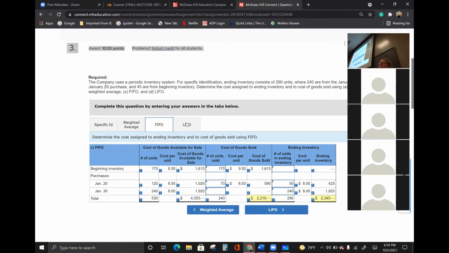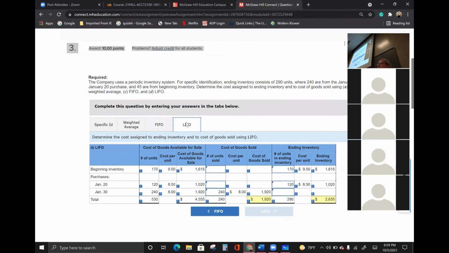All right, now let's do it in reverse. Doing last in, first out. So the last thing that I purchased is what I'm going to sell out first. So I'm listing out what's available. I've got my beginning inventory plus my purchases. That gives me my cost of goods available for sale. Then I need to look to see, what did I sell?